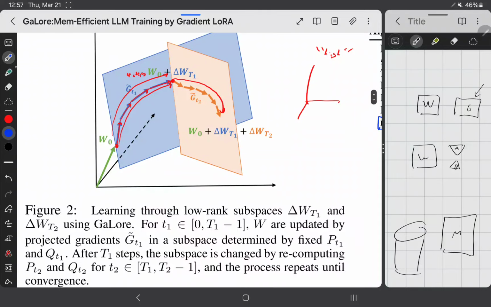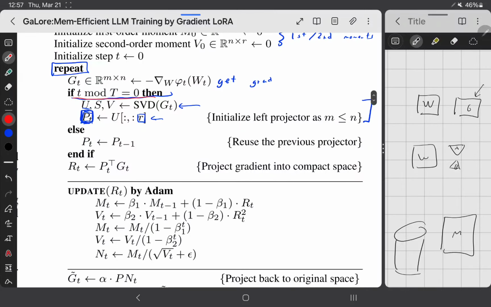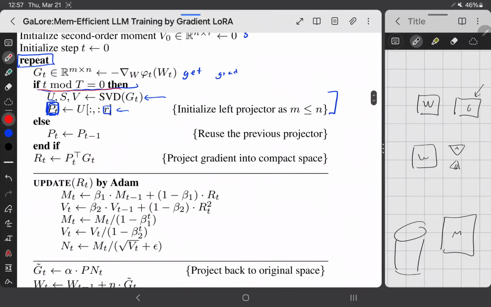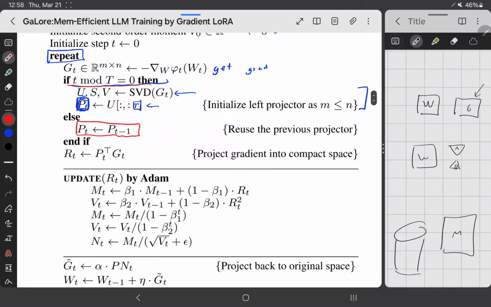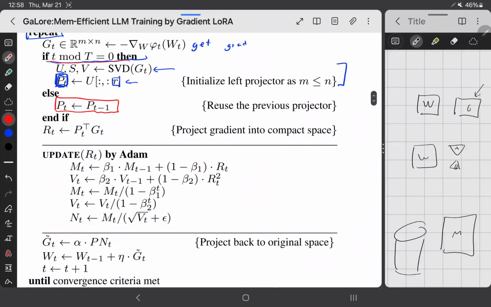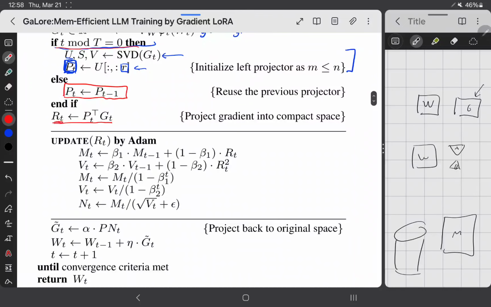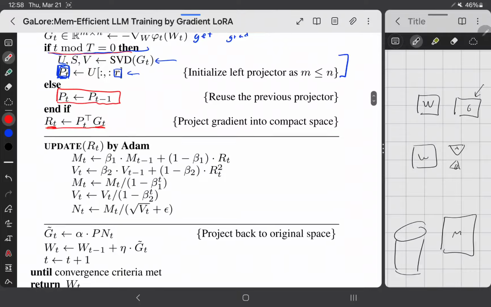You only update this every T steps. So you get a new P here, and once you're done optimizing along this trajectory, once you get here, you then get another P, which allows you to go along a different subspace of your entire space. So you just update it every big T steps. Otherwise, you just stick with your old P, your old projection, because you're working on the same subspace. Once you have your subspace projection, you then project your gradient to the subspace. So R is your projected gradient in the subspace.